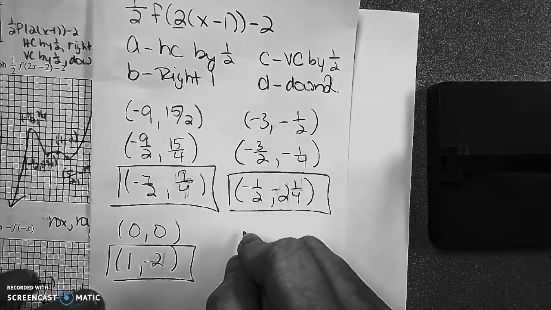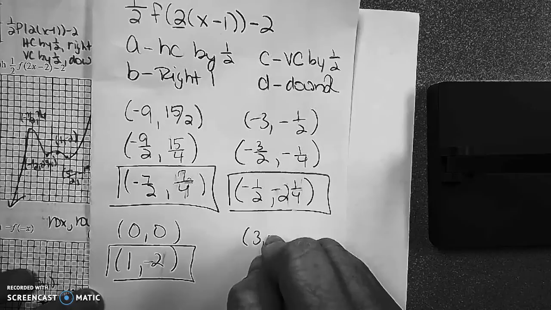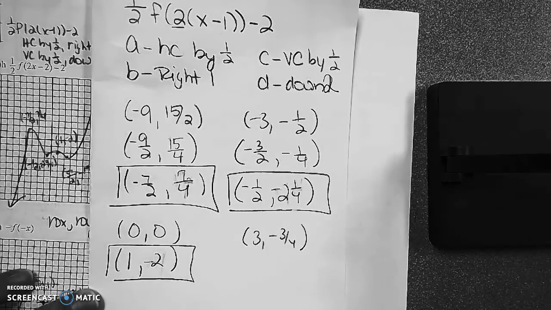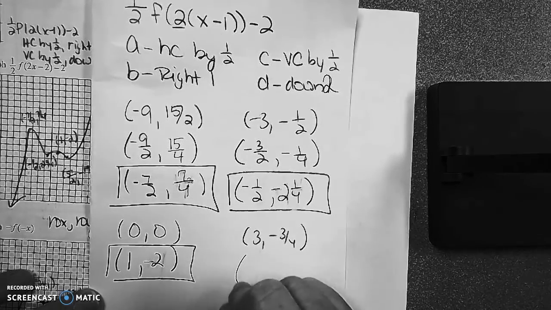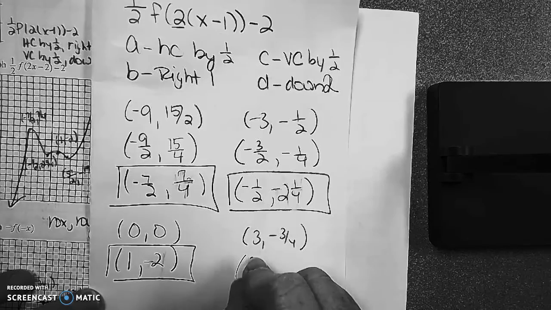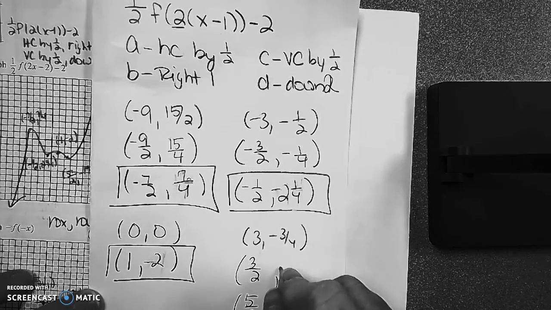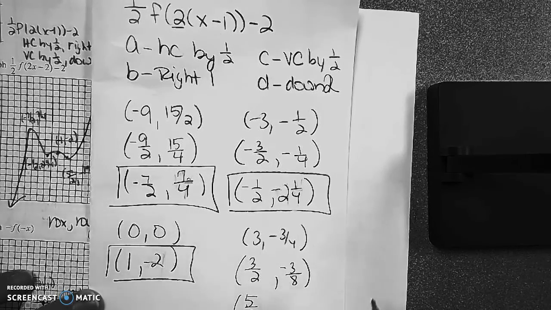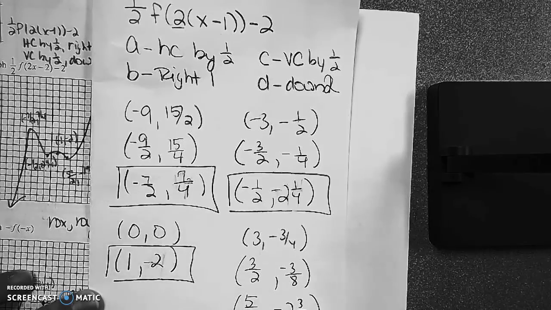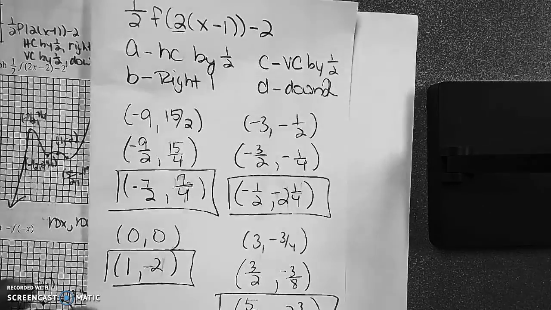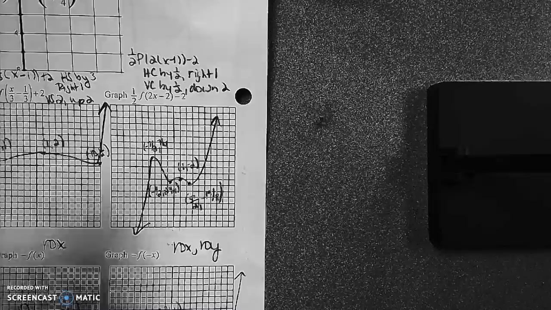Okay, then I'm going to take the point 3 and -3/4. Compress that by 1/2 would be 3/2. And then right 1 would be 5/2. -3/4 times 1/2 would be -3/8. Down 2 would be -2 3/8. And there's your new point. And then you can see your shape there.